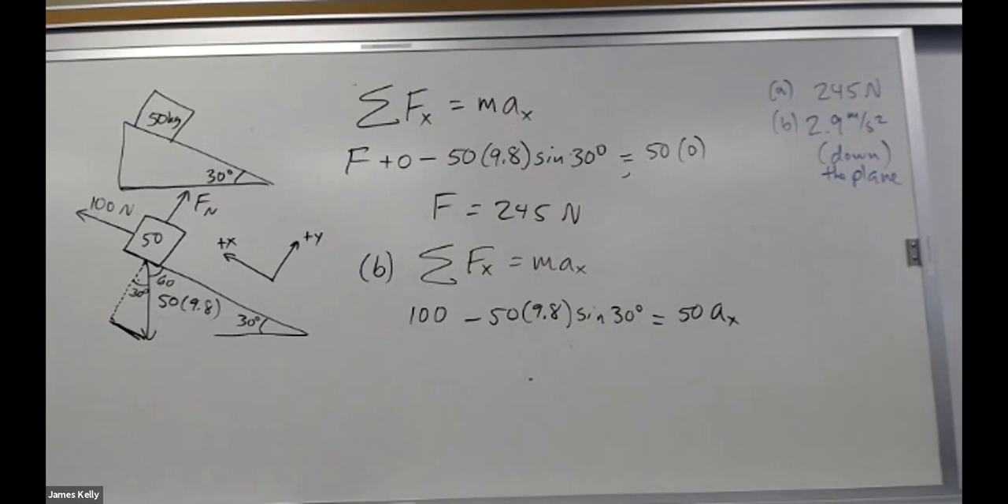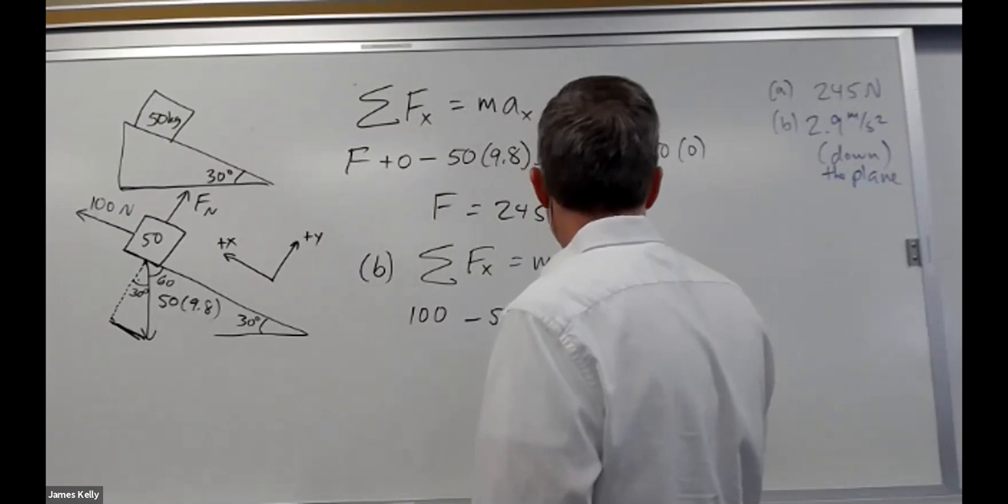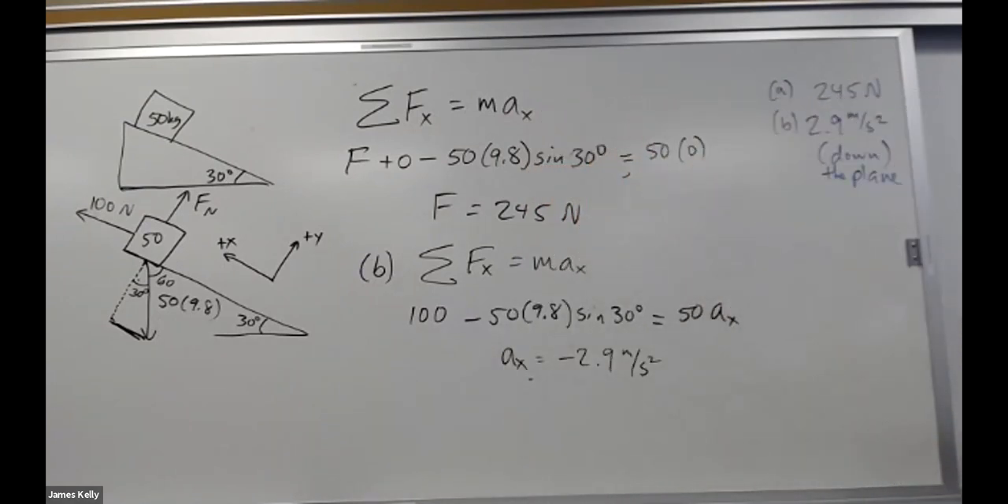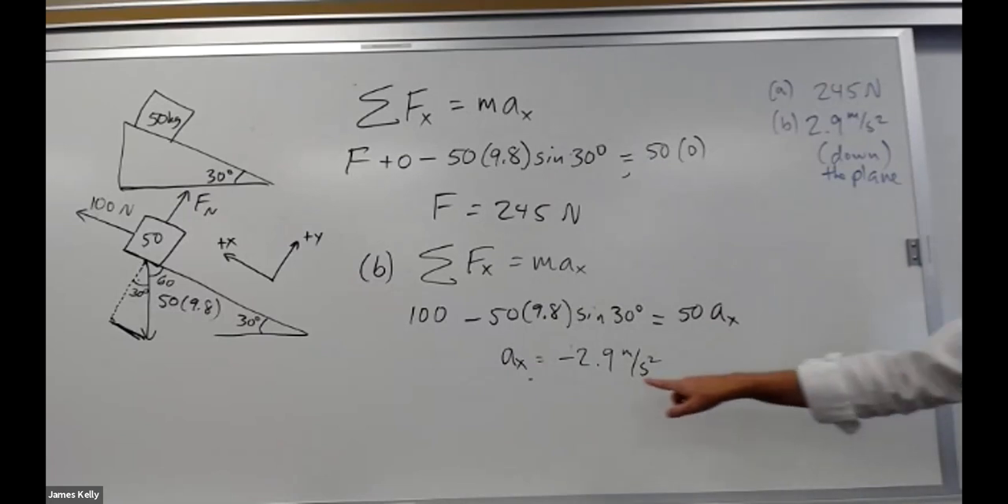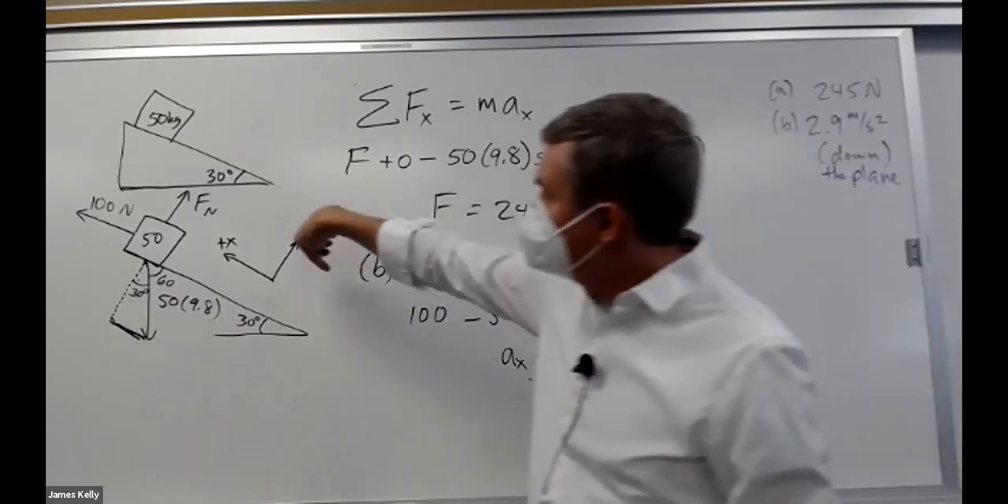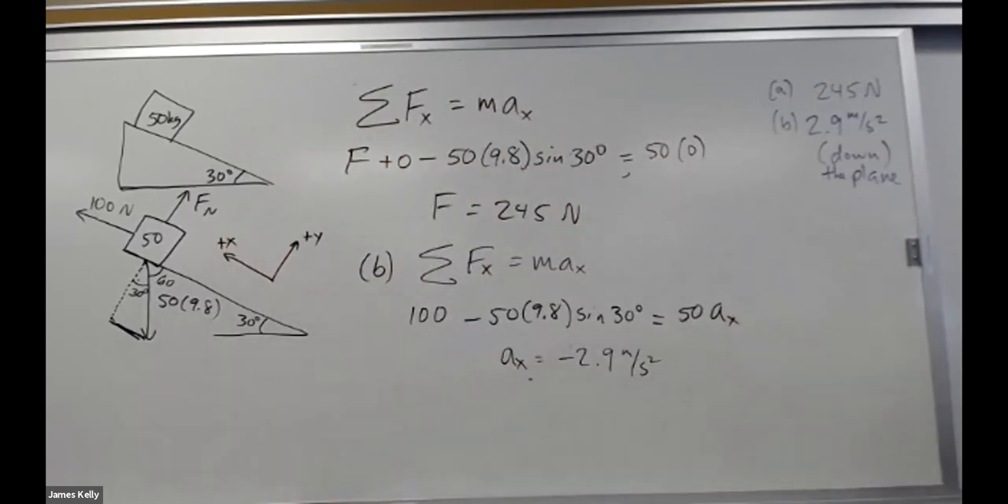So then I solve for ax. It's the only unknown there. And in this case, I would get a negative ax. Ax is minus 2.9 meters per second squared if you calculate it. If you chose plus x down the plane, you would have gotten positive. The question is, what is the magnitude of the acceleration and the direction? Well, this is telling me the magnitude is 2.9, and the minus sign is telling me it's accelerating in the negative x direction. So that's down the plane.